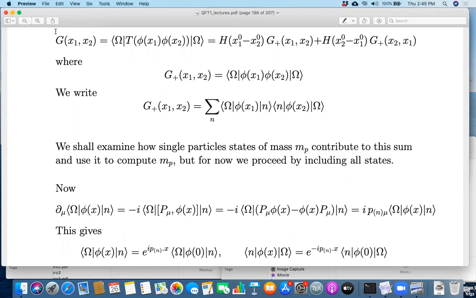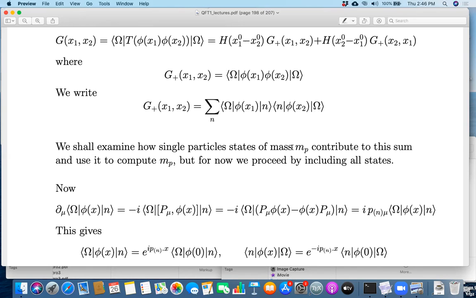Now G x1 x2 we know how to calculate. So we'll use that to derive what M P is, to find systematically what M P is. Because the contribution from single particle states, of course, will depend on M P.